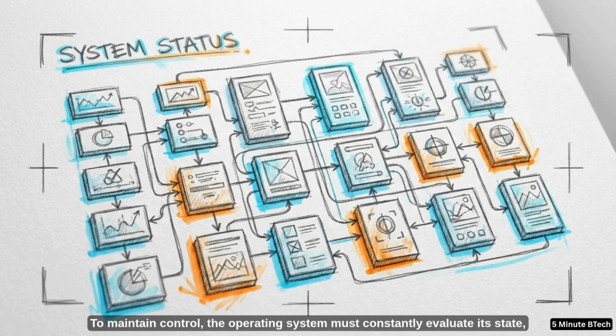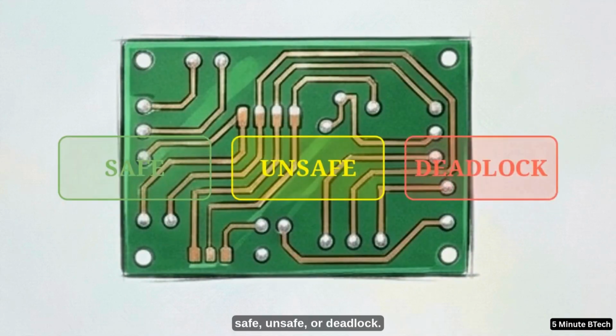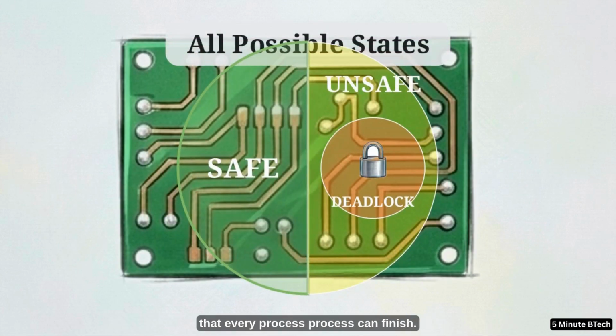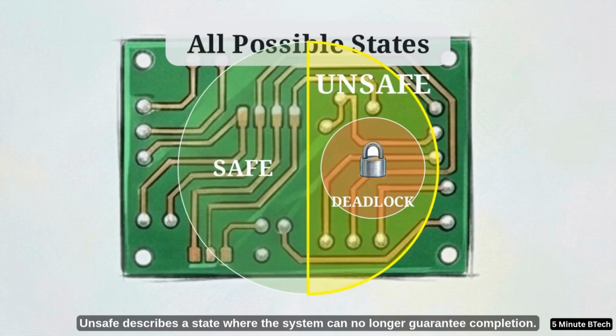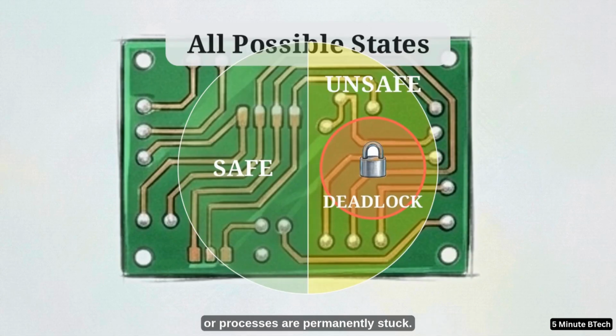To maintain control, the operating system must constantly evaluate its state, a snapshot of which resources are held by which processes. Every possible condition of the system falls into one of three zones: safe, unsafe, or deadlock. In this diagram, a safe state is a condition with mathematical certainty that every process can finish. Unsafe describes a state where the system can no longer guarantee completion. Deadlock is a specific failure point nested within that unsafe zone, where processes are permanently stuck.